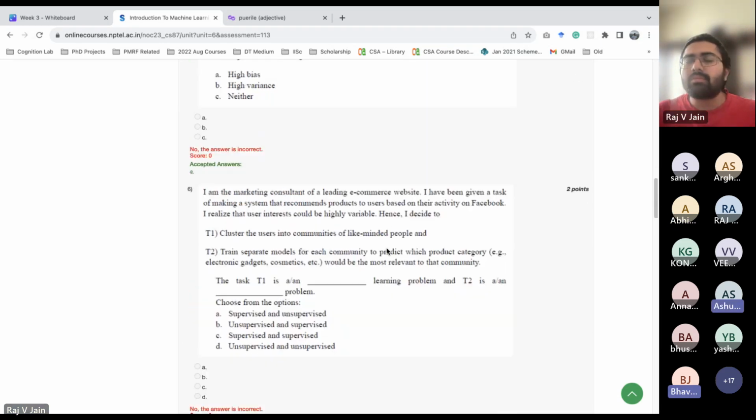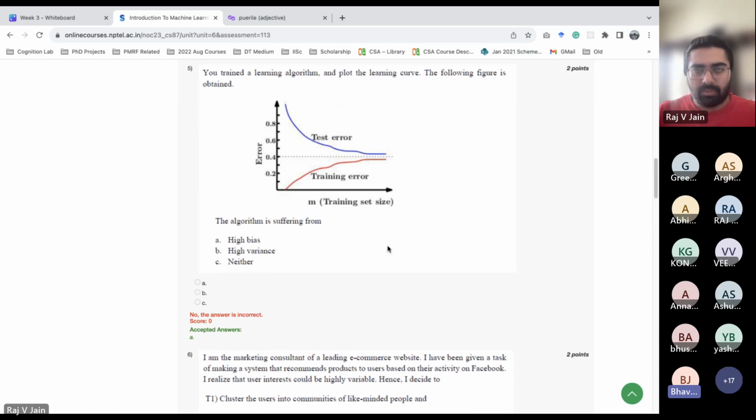Sir, if we see the notes shared in the week 1 notes, page number I think 70, it explains that whenever it is a high bias system, which is underfitted, both training error and test error are high. Whenever it is overfitted, it means low bias and high variance. At that time, low training error and high test error. That's why C should be the correct answer, as per what is given in the notes.